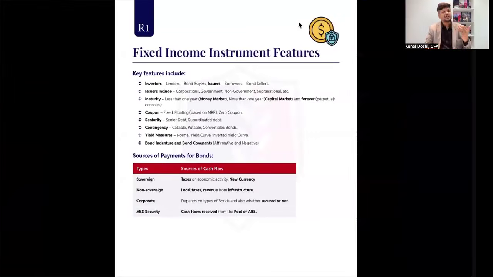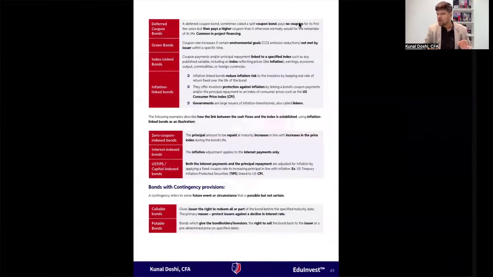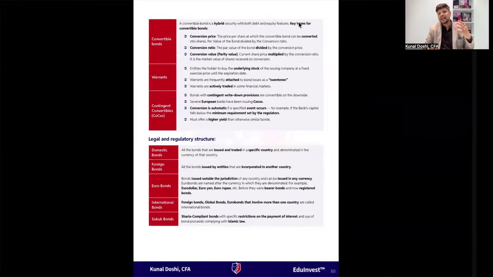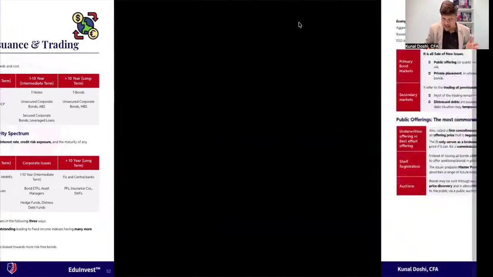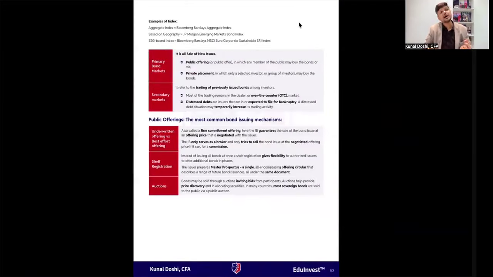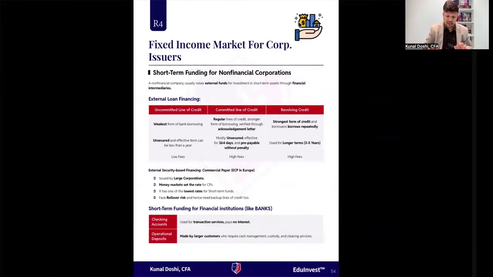As you will see, the first couple of readings are pretty much simple. There is no formula as such. You might think it's a formula, it's not a formula, because they are the introduction to fixed income. Callable, putable bonds, only introduction is there. The first formula starts with the repo, the repurchase agreement, under the fixed income market for corporate issuers.